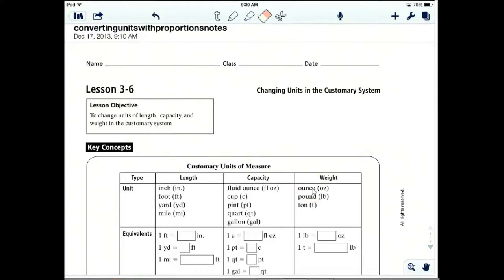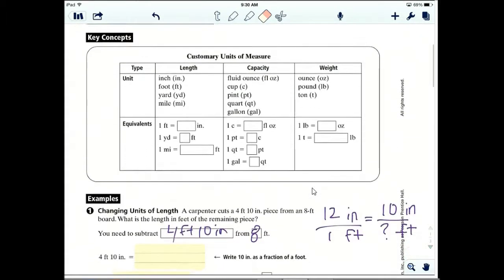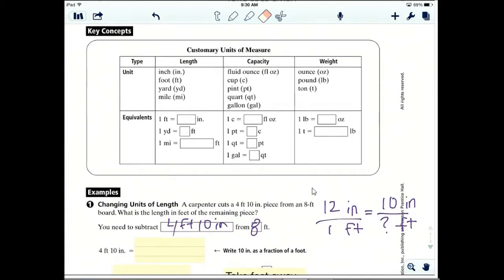This video is going to be on converting units using proportions. So the first thing we need to start off by doing, guys, is writing this table in. All of this information is actually in your mathematics chart from the STAR test. So let's go ahead and fill this out.